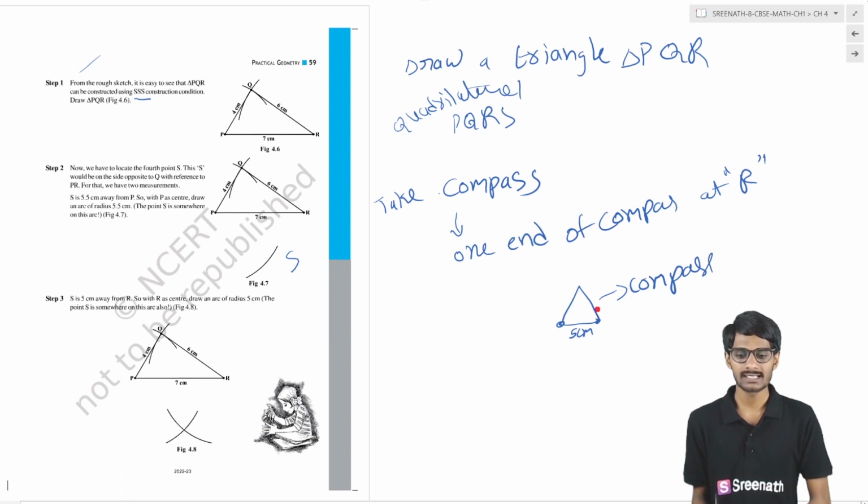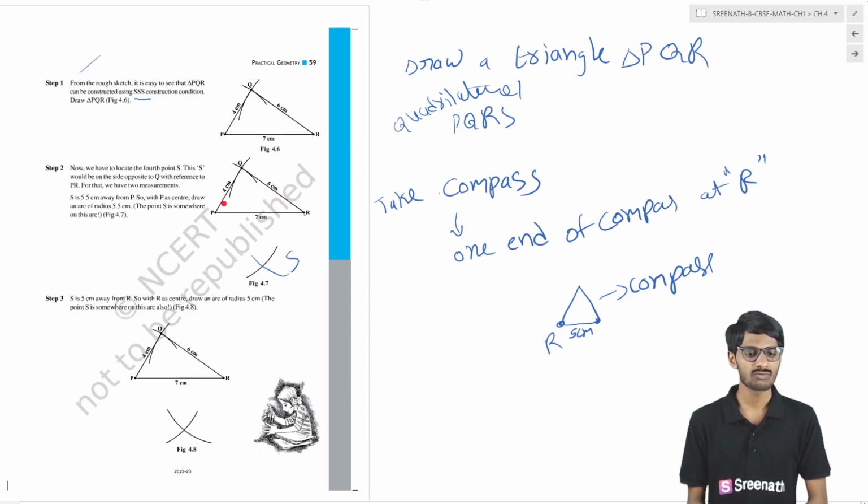So between the two ends of the compass, the two pointers, we must have a 5 centimeter distance. Fix it, and take one end at R, and after taking 5 centimeters, draw a curve like this.